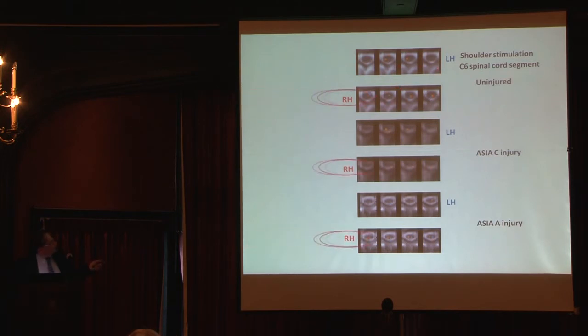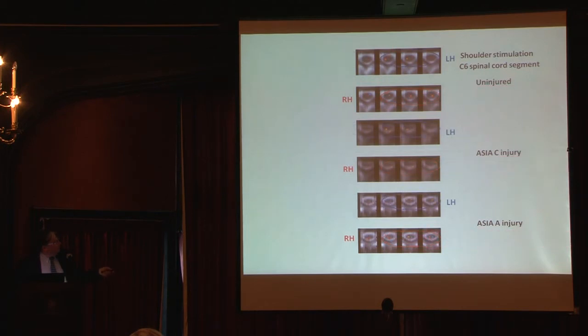The uninjured up here, looking at the right hand activity, we see a fairly typical response. In the ASIA C here, this is really off the cord. This is out in the CSF. Now there can be reasons for false positive results out in the CSF that are different than in the cord. This doesn't worry me, but I pay attention more inside the cord. We don't really see anything. Whereas in the ASIA A person, we do have a nice distinct response, and again, we're above the level of injury.